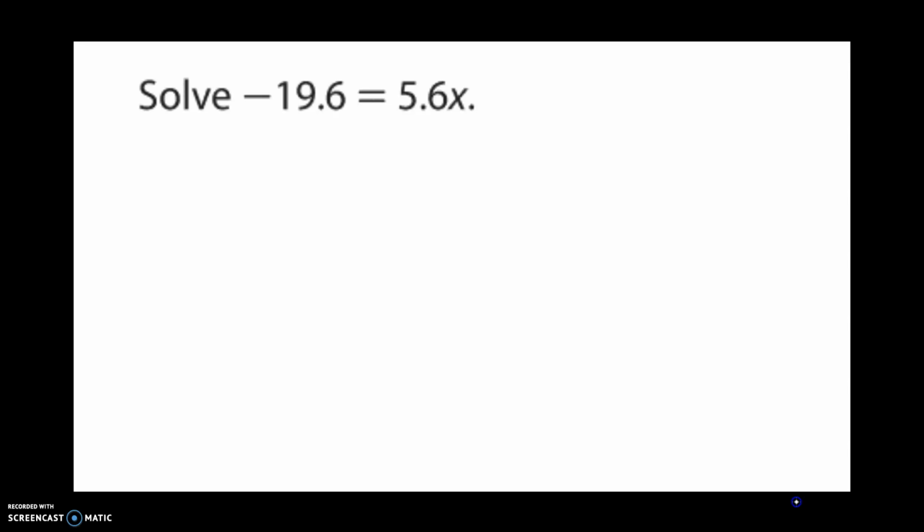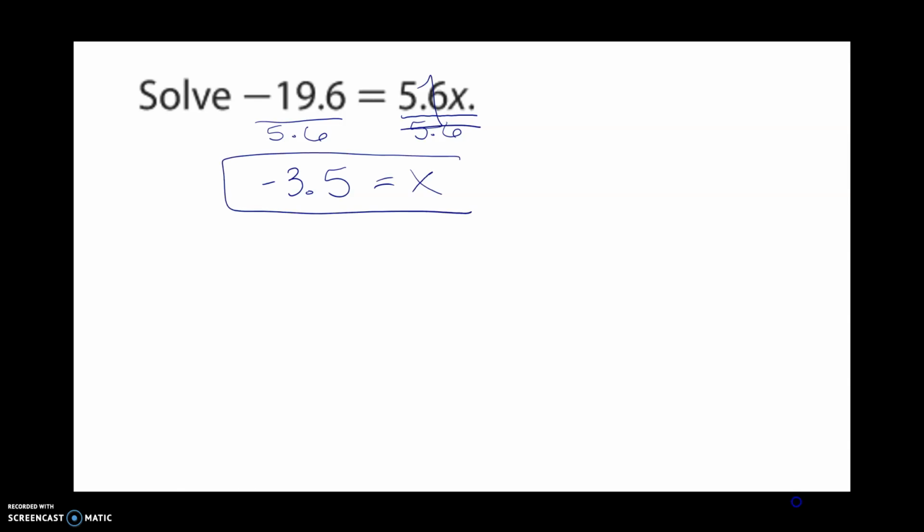All right, so that 5.6 is attached to x, which is multiplication. The opposite is division. So we're going to divide by 5.6 on both sides. Negative 19.6 divided by 5.6 is negative 3.5. 5.6 divided by 5.6 gives me 1. So I'm left with just the 1x, or x. If I wanted to check, I'd make sure that 5.6 times negative 3.5 gets me the negative 19.6.